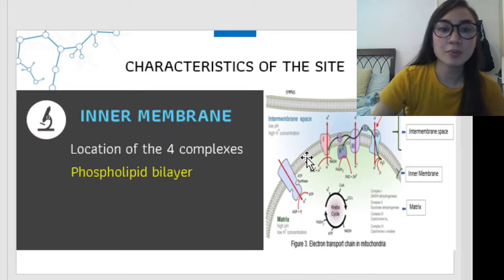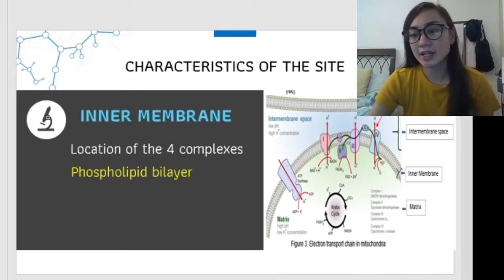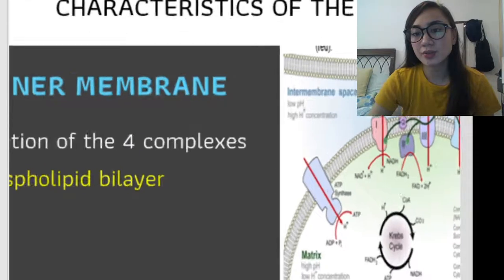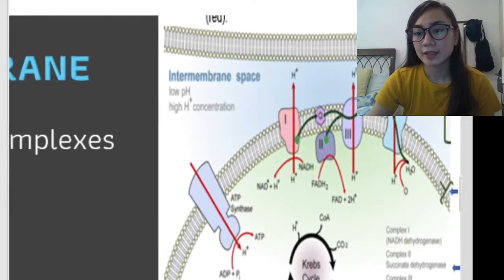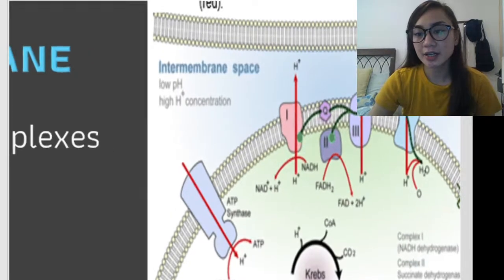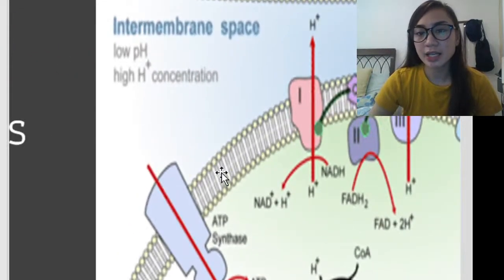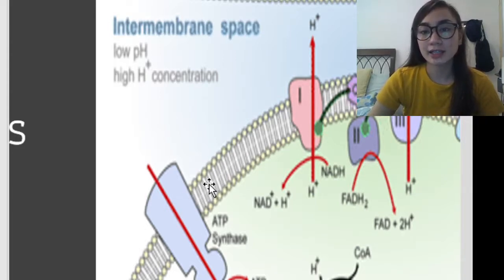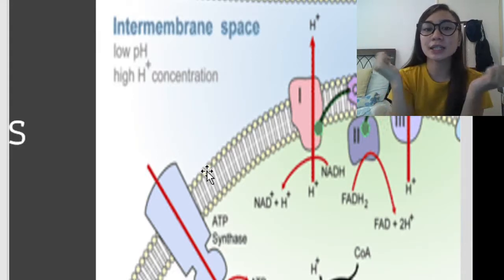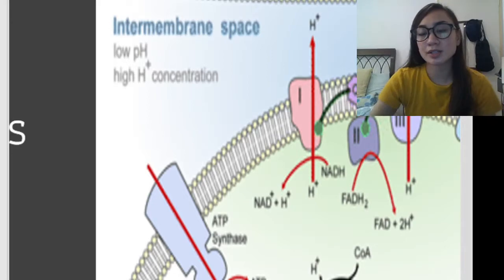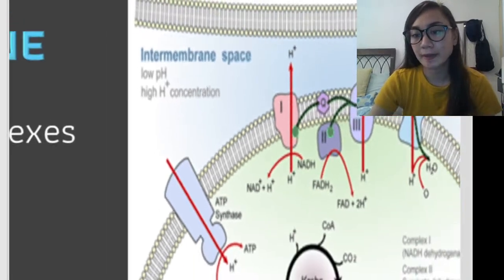And it is composed of a phospholipid bilayer. So, anong itsura ng phospholipid bilayer? Ipapakita ko lang sa inyo. Phospholipid bilayer. So, kaya siya naging bilayer. We have a hydrophobic head and we have a hydrophilic tail. So, para silang parang magkadikit sila pero in an opposite direction.